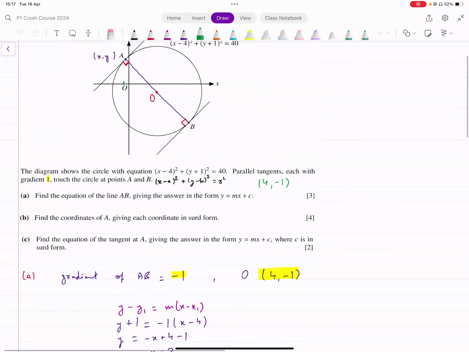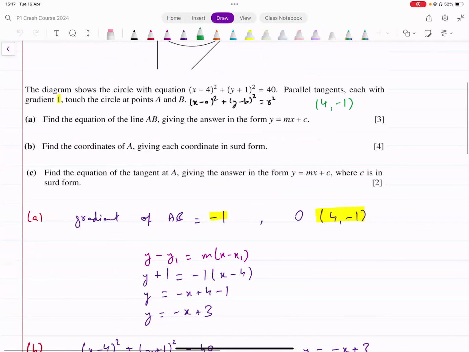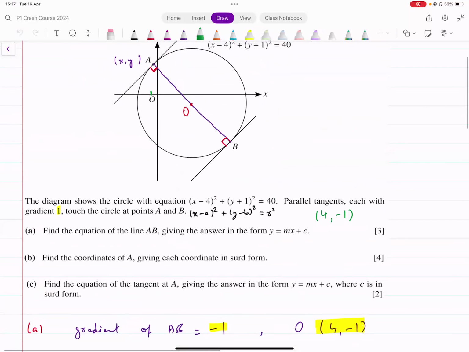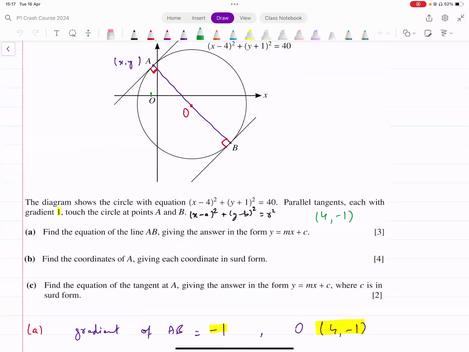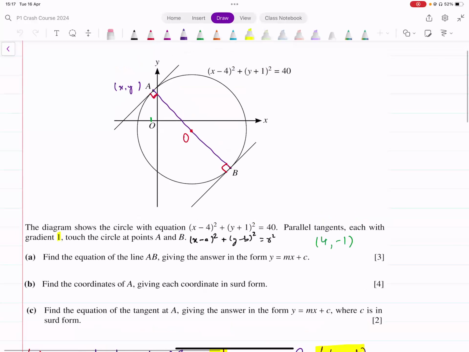Now let's look at the last part of this question. It says, find the equation of the tangent at A, giving the answer in the form y equals mx plus c, where c is in surd form. So now we need to write down the equation of this tangent. What do we need to write down the equation of a straight line? A point and a gradient. Well, we actually have everything that we need. We have the gradient of this line as well, and the point as well. We can write down the equation quite easily now. We just have to convert that to this form y equals mx plus c.